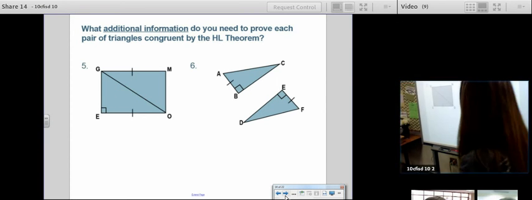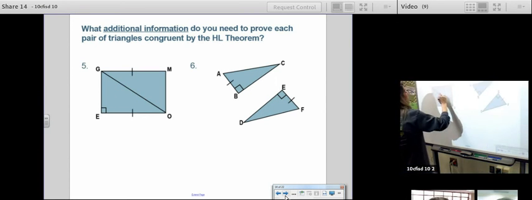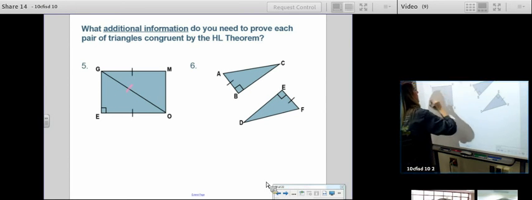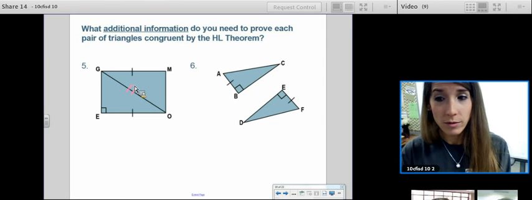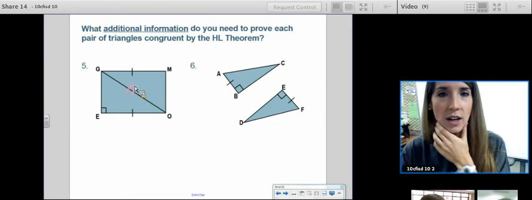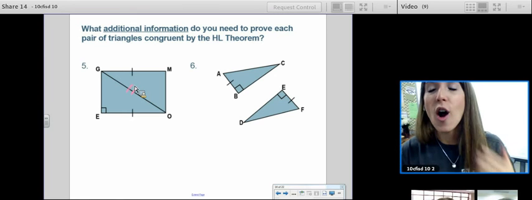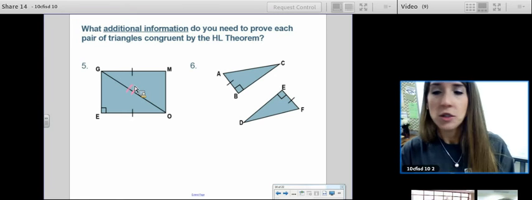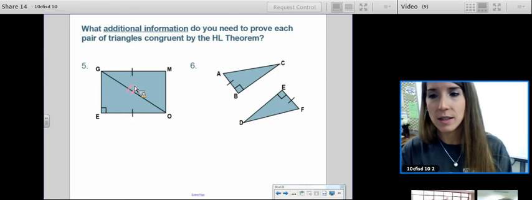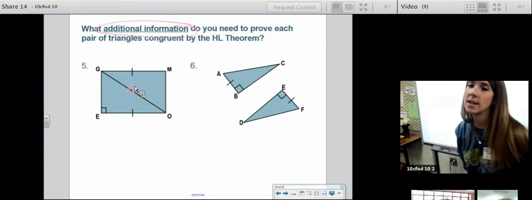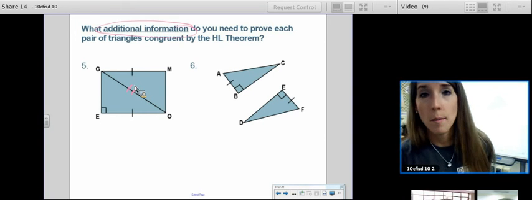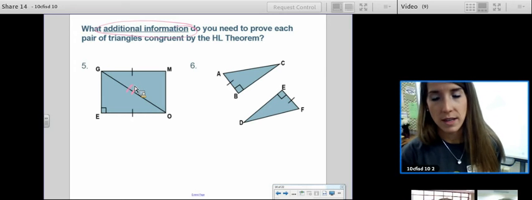So look at this one. What you don't need to write is something that you already have. We already have a shared side. GO, G-O, or OG, is a shared side. The reflexive property already allows us to add tick marks there. So we don't list that. That's not one of the things we list. But you know what? We don't have enough information. We cannot prove number 5 congruent by HL yet. So what are we missing?